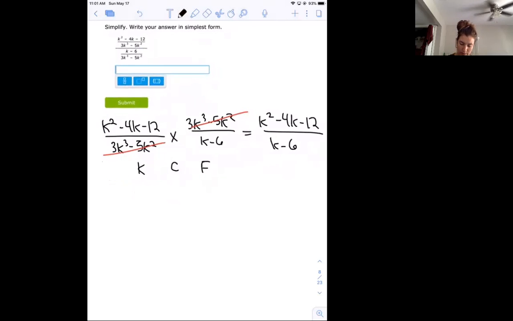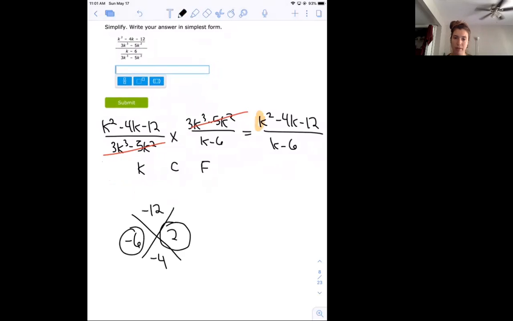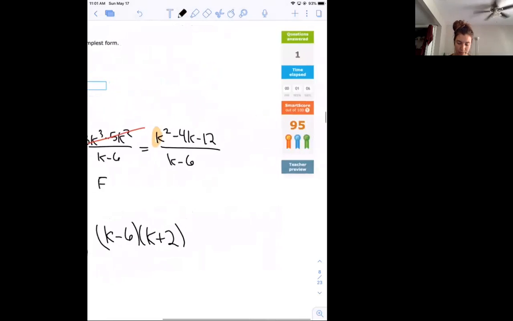So it's k squared minus 4k minus 12. On the top, I have -12. On the bottom, I have -4. What multiplies to -12 and adds to -4? It's going to be -6 and 2. Because my a value right here is just 1, I don't need to do that box thing. I can just put these numbers I got directly into my factored form. So that's going to be k minus 6 and k plus 2 is the factored form.